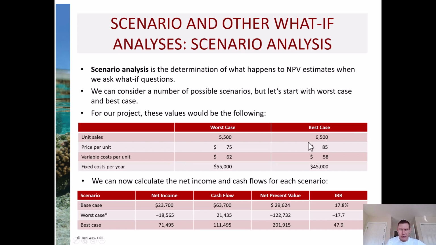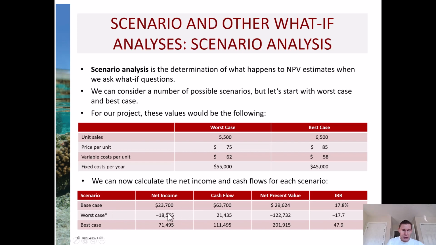These are the numbers we had before, the 5,500 unit sales and the 6,500 unit sales. We'll now calculate the net income and cash flows for each scenario. That's kind of what I've done down here. So you can see the base case. We have 23,700 in net income. We have IRR, internal rate of return, of 17.8%.